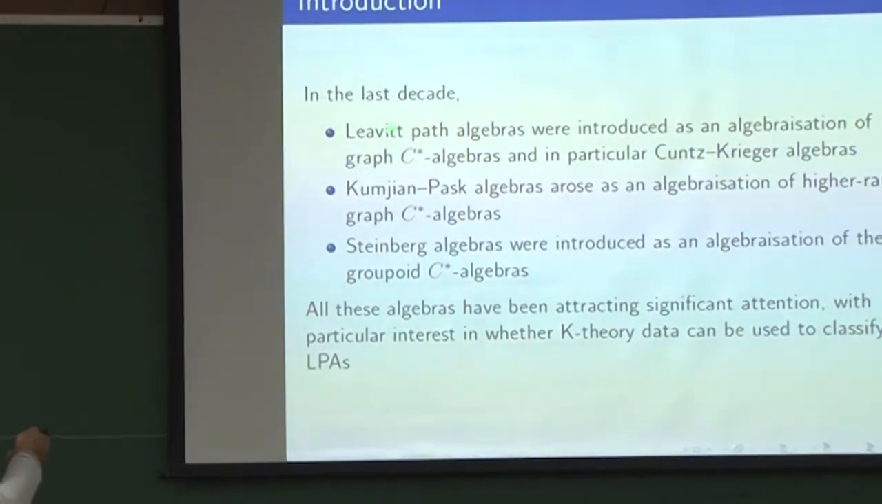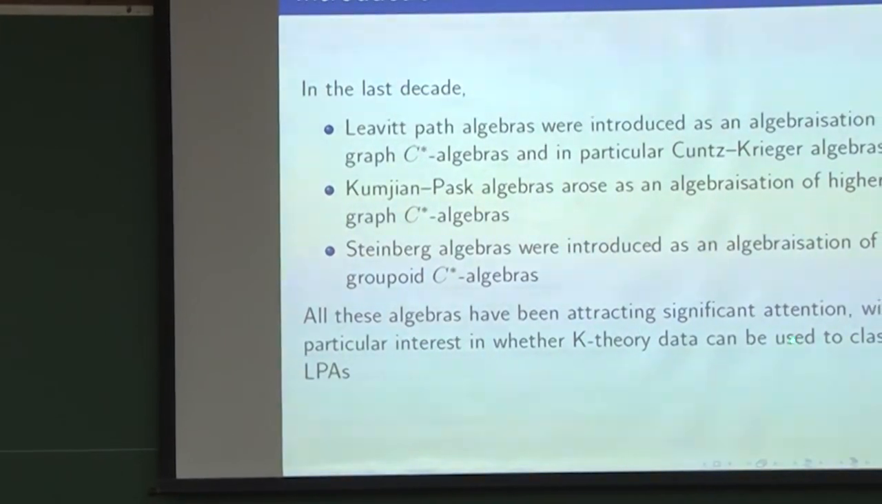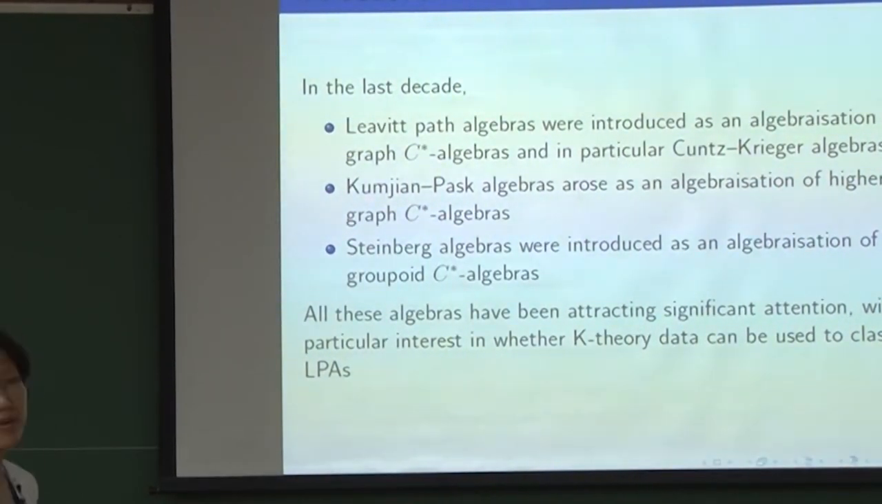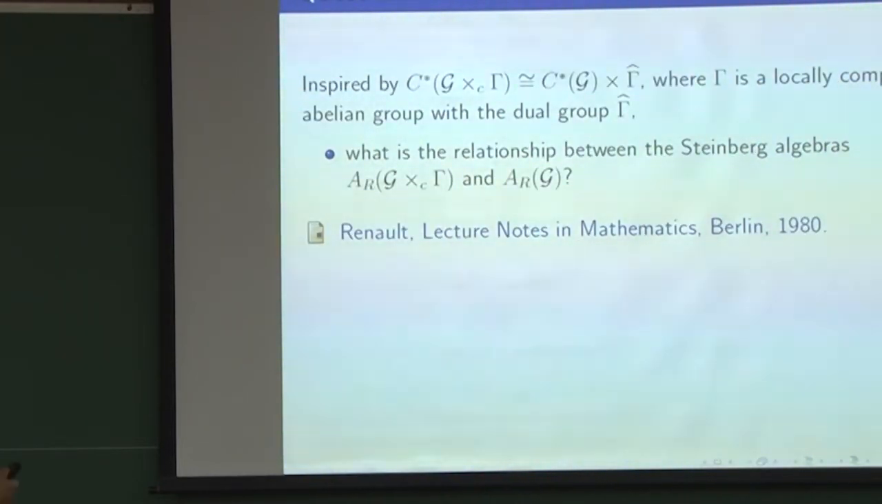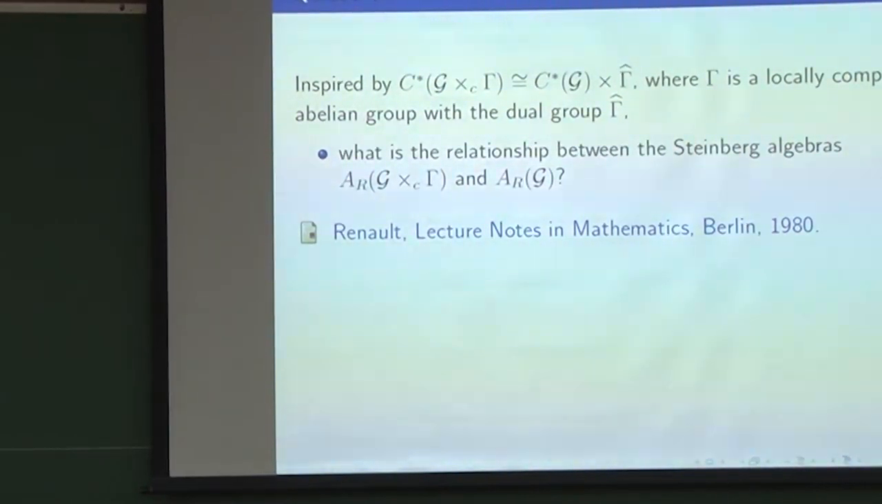All these algebras have been attracting significant attention, with particular interest in whether K-theory can be used to classify Leavitt path algebras. Today, we have a result in C*-algebras. Given a certain groupoid D, we have a skew product groupoid, D times gamma. We will introduce this skew product later. In this setting, we have a result that the C*-algebra of the skew product groupoid is a crossed product.